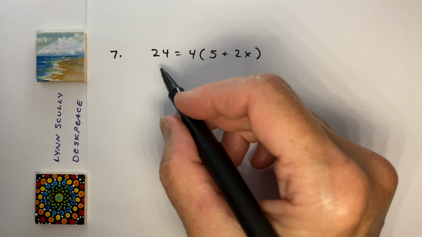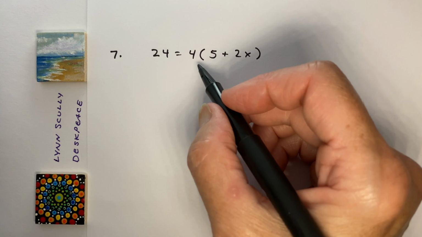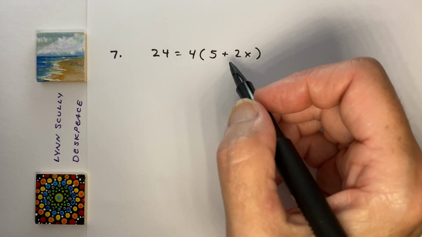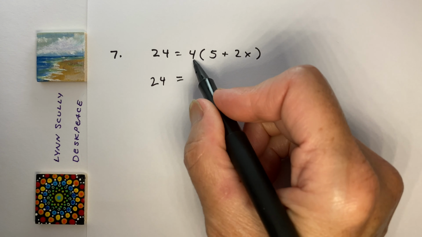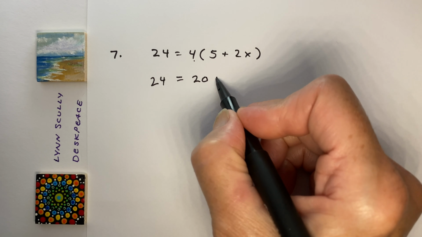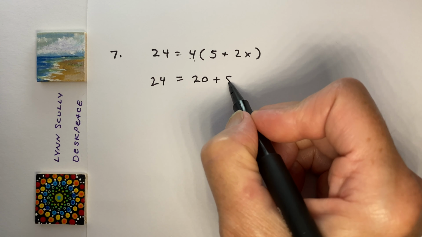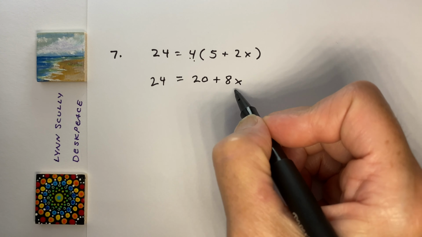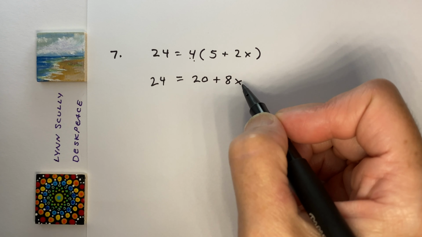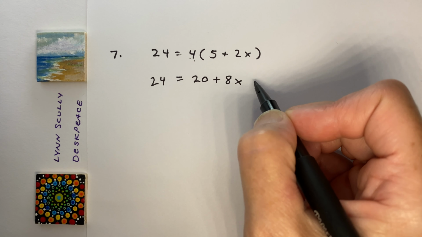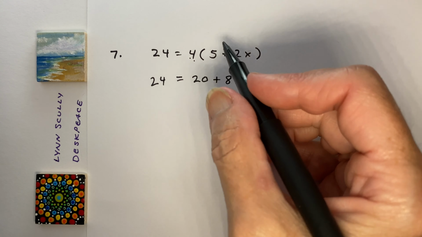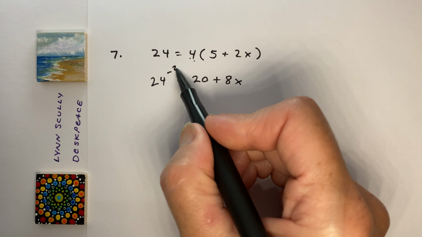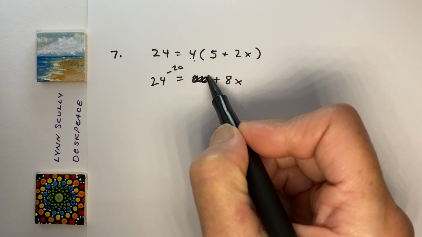Number 7. 24 equals 4 times 5 plus 2x. So I'm going to distribute right away. 4 times 5 is 20, plus 4 times 2x is 8x. My x's are positive, so I'm pretty happy, so I'm going to choose to keep my x's on this side of the equal sign and just get it alone. 20 is attached by addition, move it by subtraction to the other side of the equal sign.